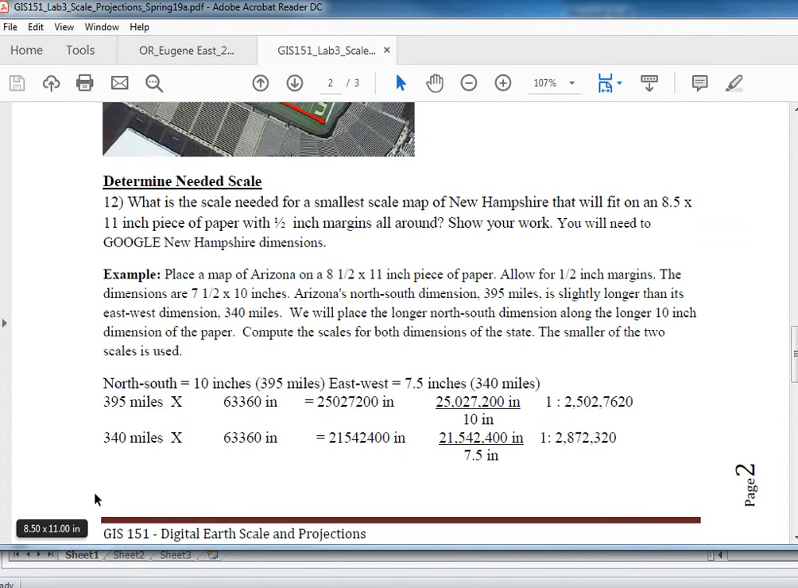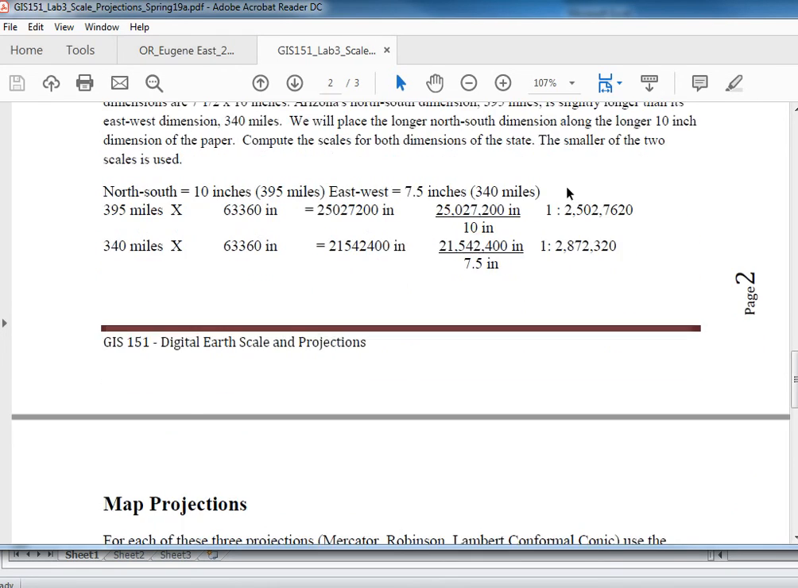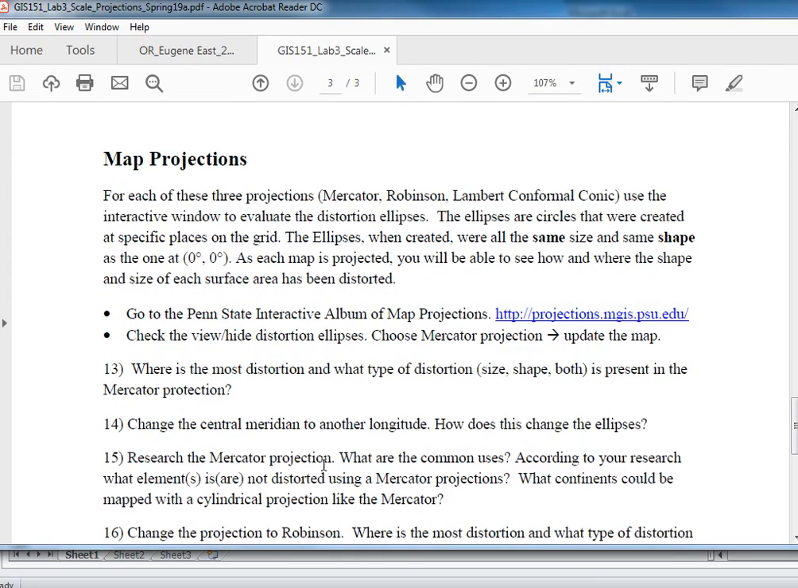This is directly from the lecture video. I walk through that. That's the example on the lecture video, and you need to figure out New Hampshire, and then you work on the map projection lab.